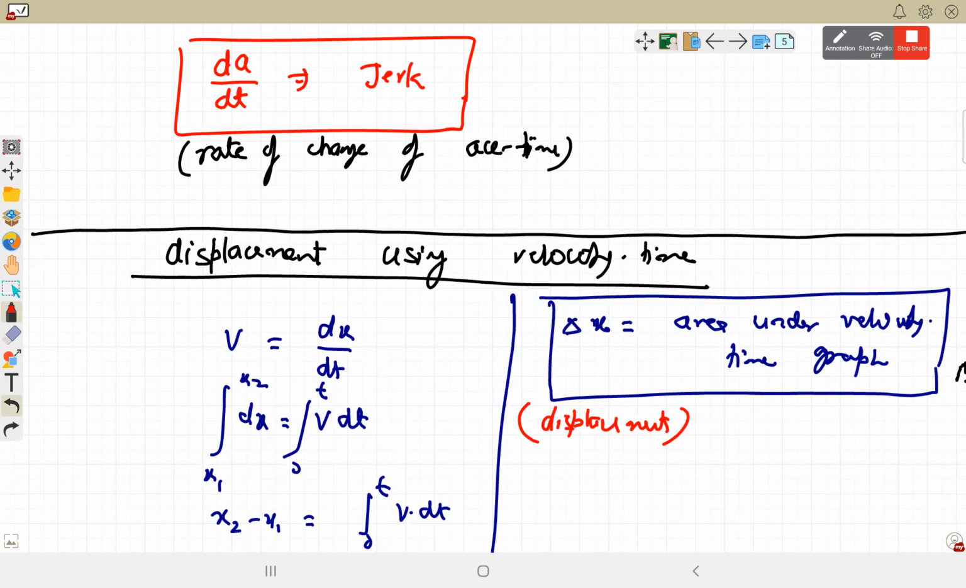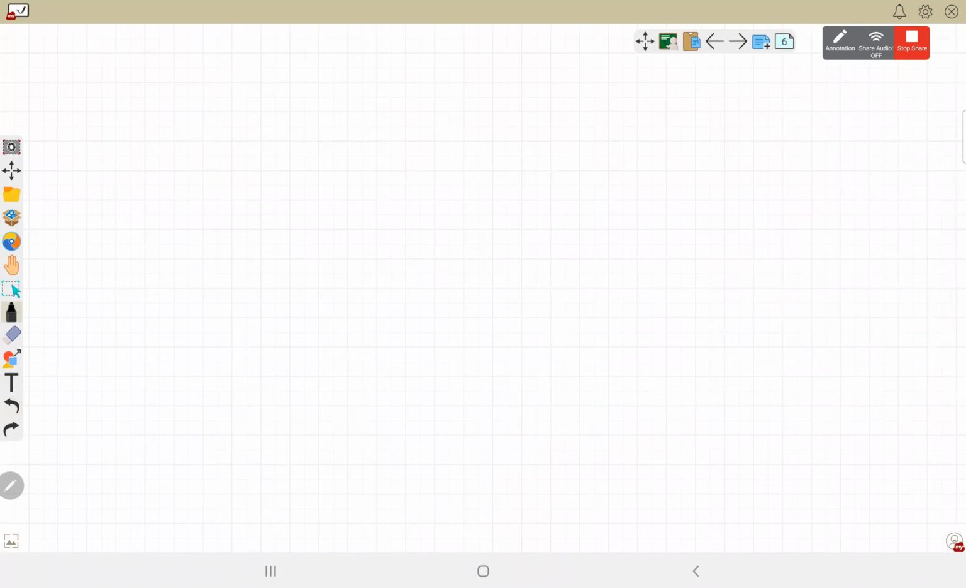Right? Okay. Next. Suppose we have to calculate velocity using an acceleration time graph, not a relation. अगर relation होगा तो हम integrate करते हैं और वो हम पहले कर चुके हैं.